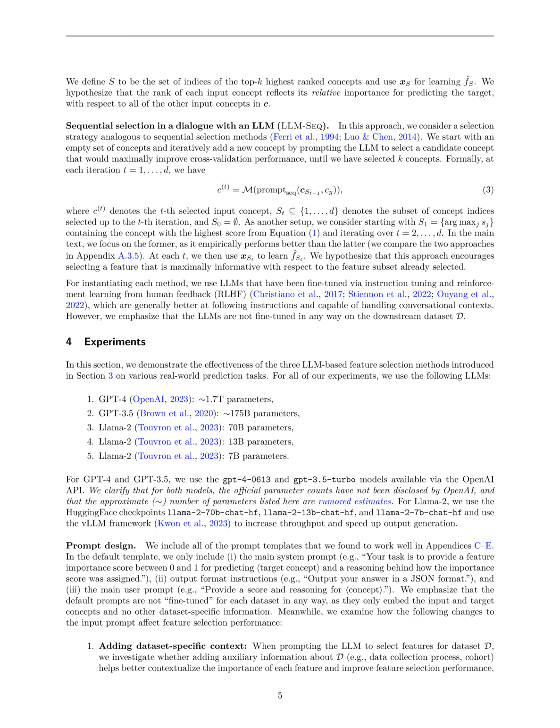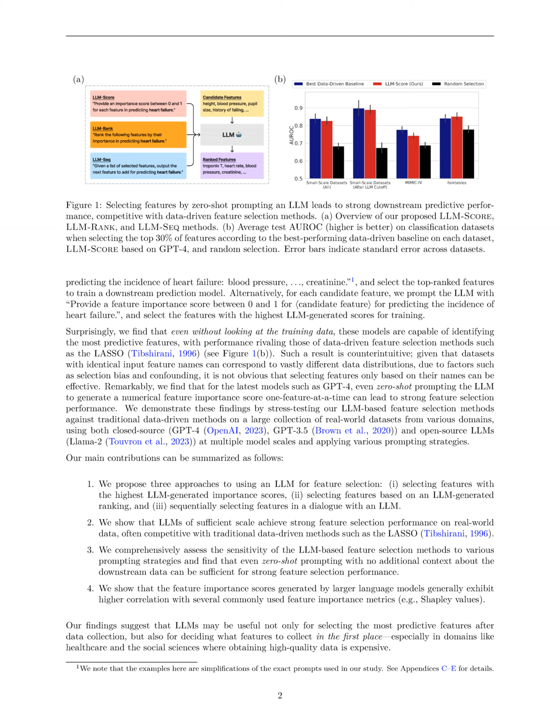3. Sequential selection in a dialogue with an LLM, LLM-Seq. This approach involves iteratively adding features by prompting the LLM to select the next concept that would improve model performance the most. Features are selected one at a time based on their incremental contribution to the prediction task.